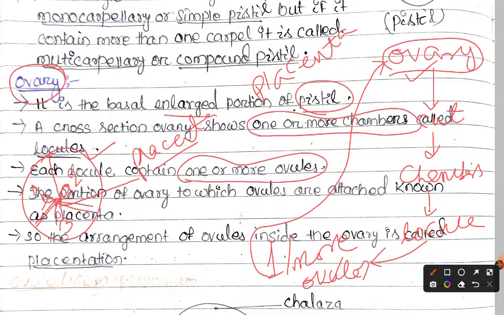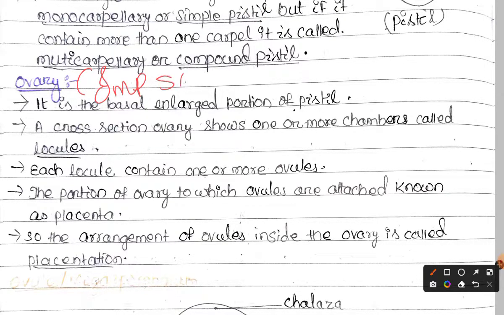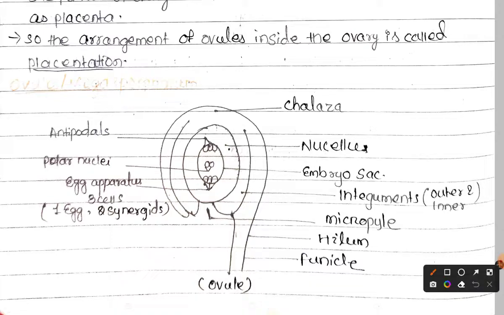The ovules are arranged in a definite fashion. The arrangement of ovule inside the ovary is known as placentation. So this is all about the structure of ovary, which is a very important short note.